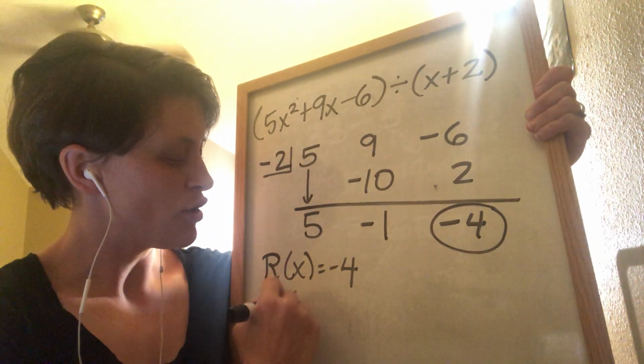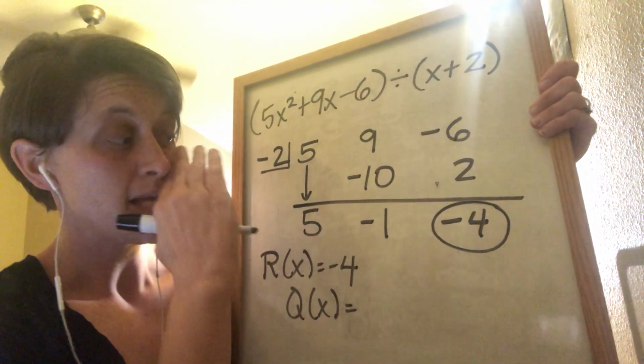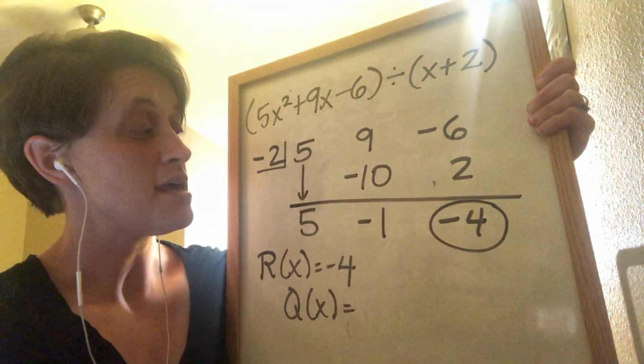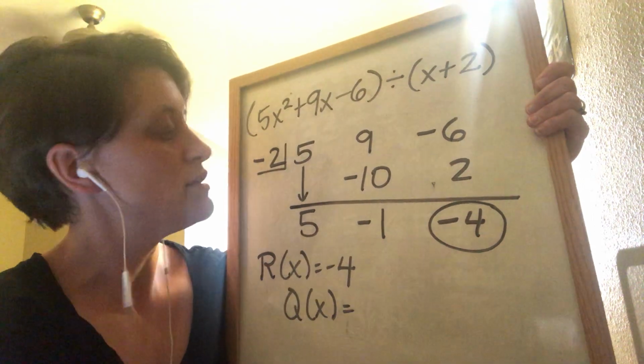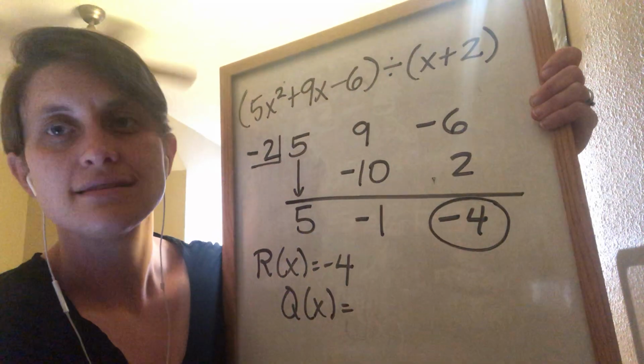Now, to look at our quotient polynomial, we're going to use these two numbers. So those numbers are going to be the coefficients of our quotient polynomial, and our quotient polynomial is going to have a degree 1 less than the dividend.